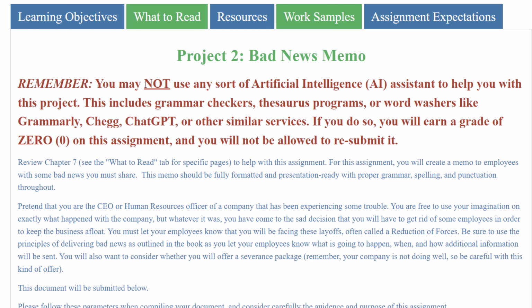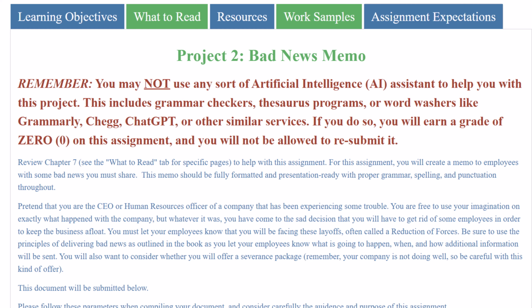You want to consider whether or not you're going to offer a severance package. Remember, you're not doing well, so you may not be able to offer actual cash or stock options or anything like that to your people. You may not even know what the future of the company is going to be.